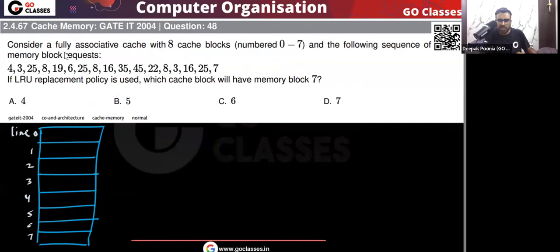Again, I'm telling you that because it is a fully associative cache memory, remember, any memory block can map to any line. So for example, if you do it randomly, then of course you will get a different answer. Yes or no? Your answer will not match if you go randomly. For example, let's assume you put this block number 4 in this line number 3, this block number 3 you put here, this block number 25 you put here, like that. If you go randomly, then for this question the answer will not match. You will not get the correct answer.